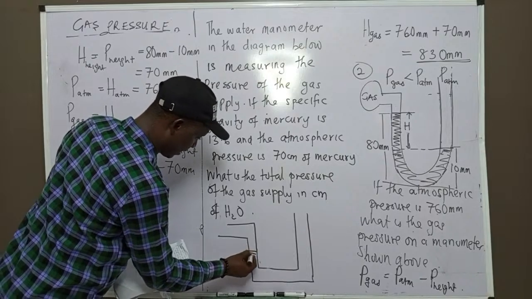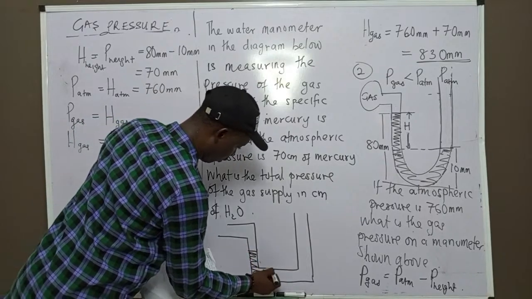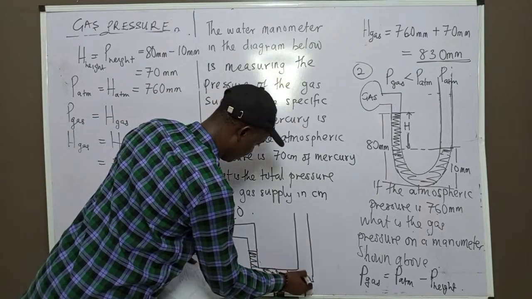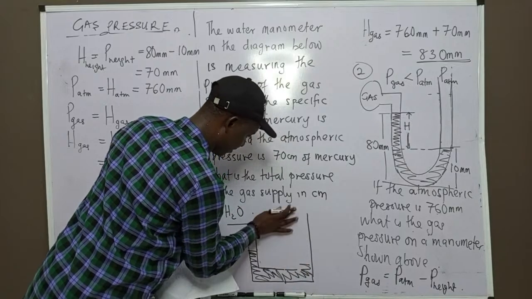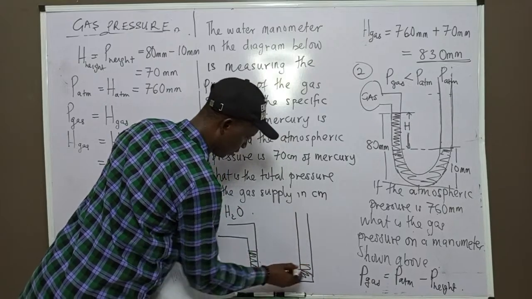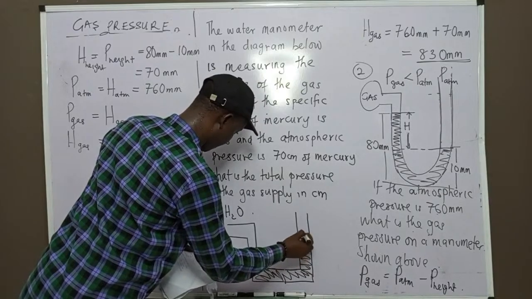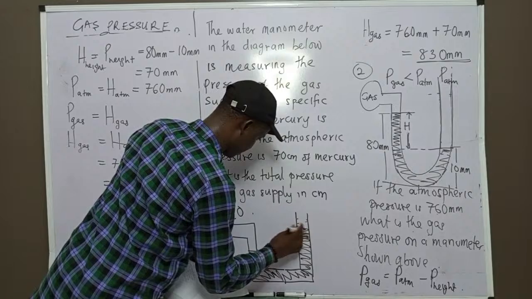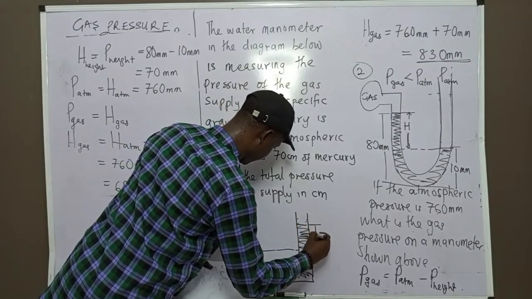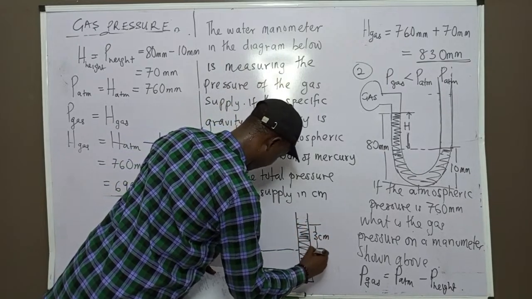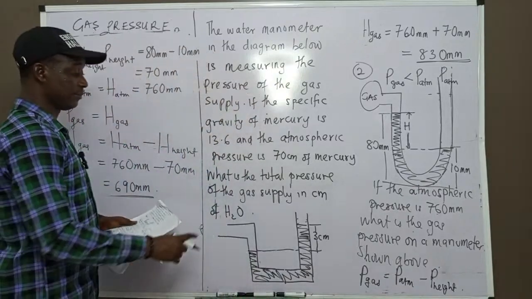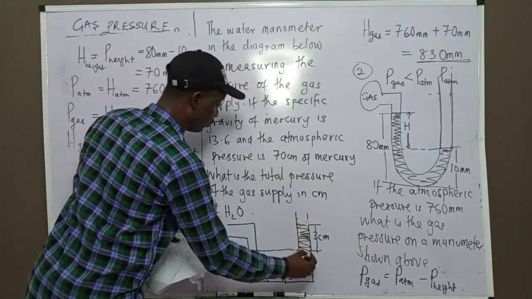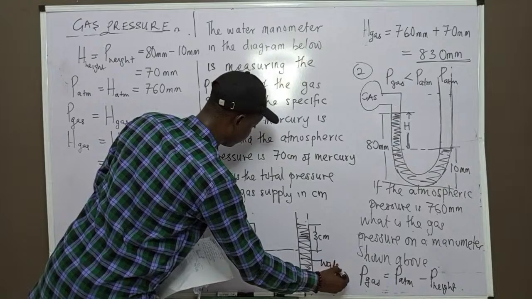Now this diagram, we have what? Liquid, yeah, and there's a rise. Sorry for this one. There's a rise here. Now from this place to this place is 3 centimeter. So that means what they use here is water.